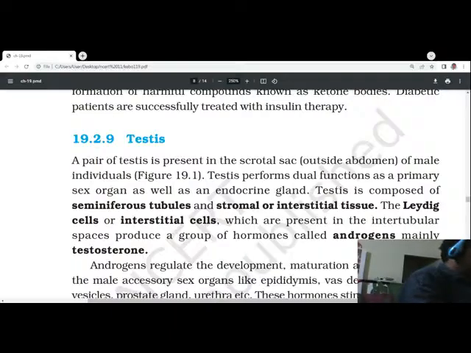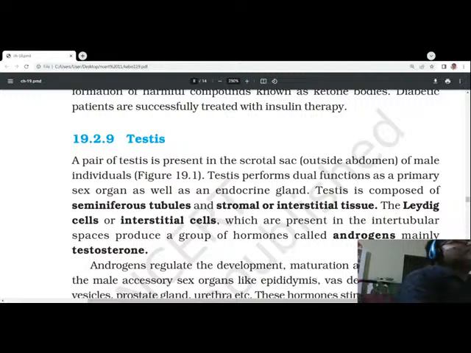There are two testes present below the abdomen, and they are located outside of the body, in the scrotal sacs. Mainly, the testis performs dual functions, as a primary sex organ as well as an endocrine gland.